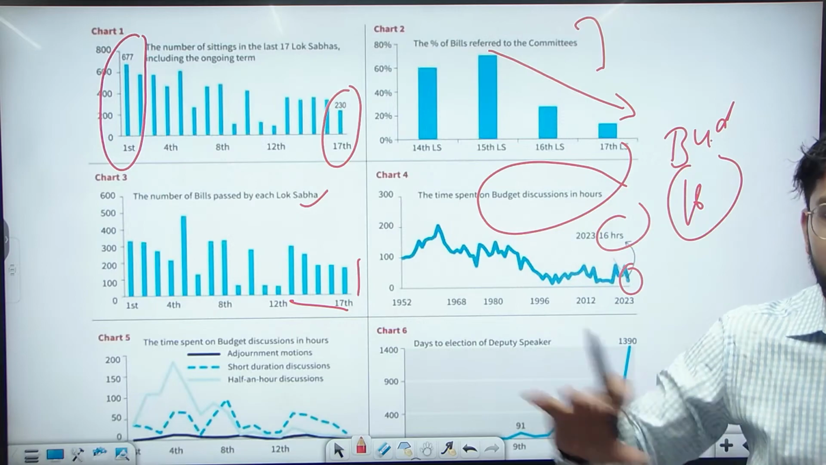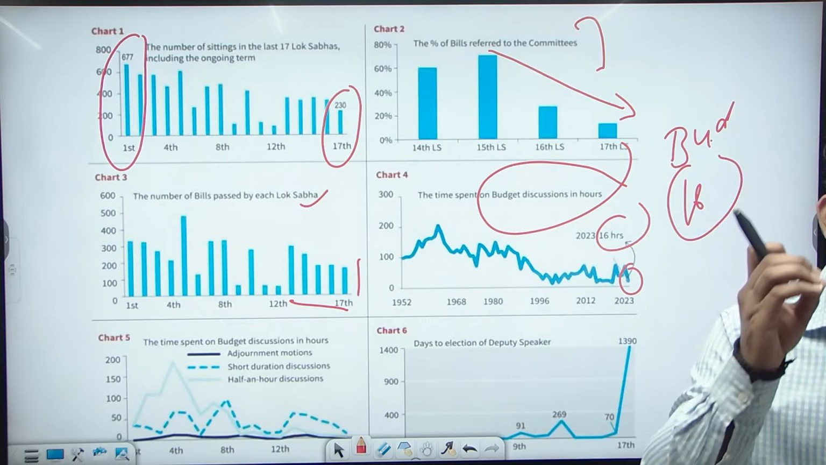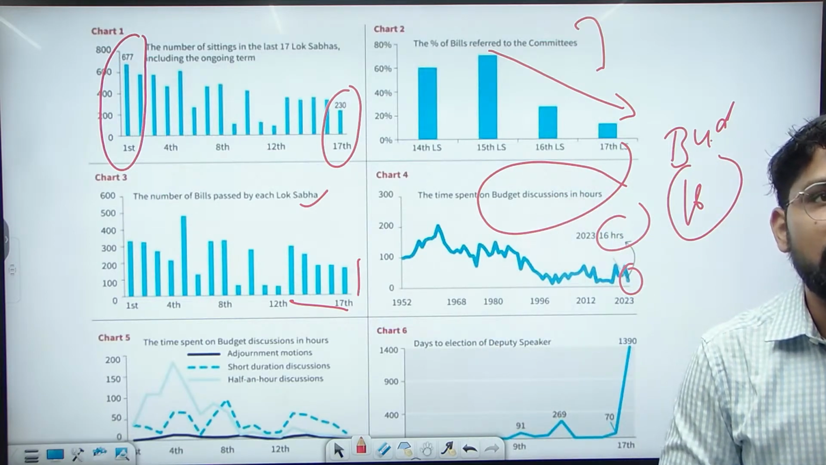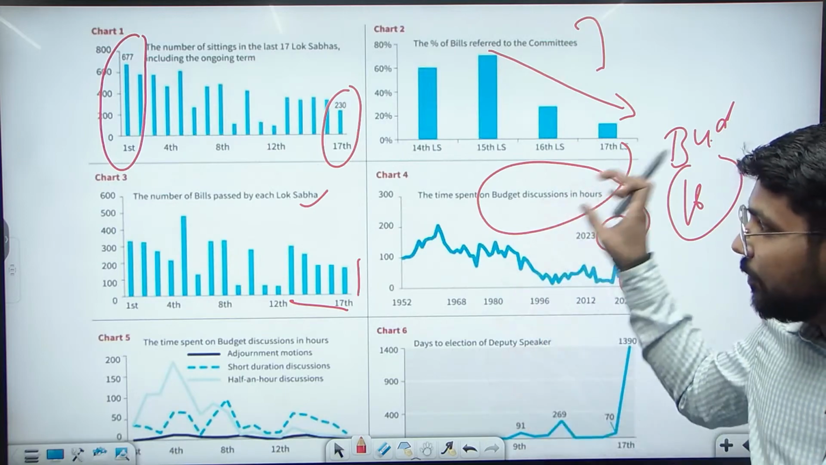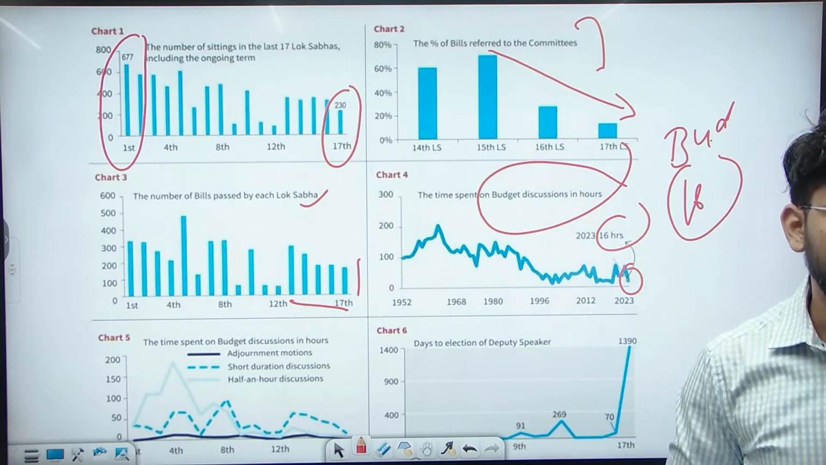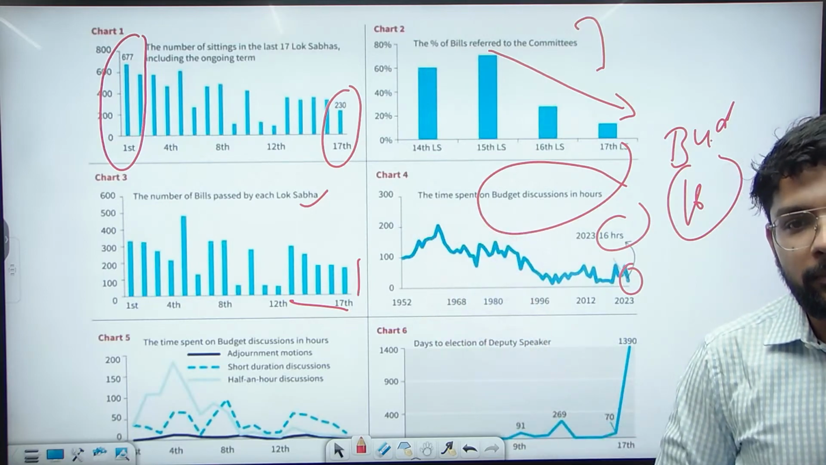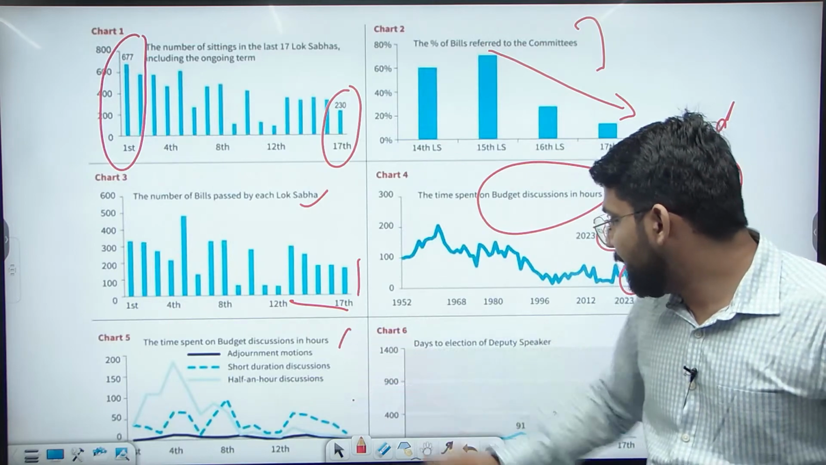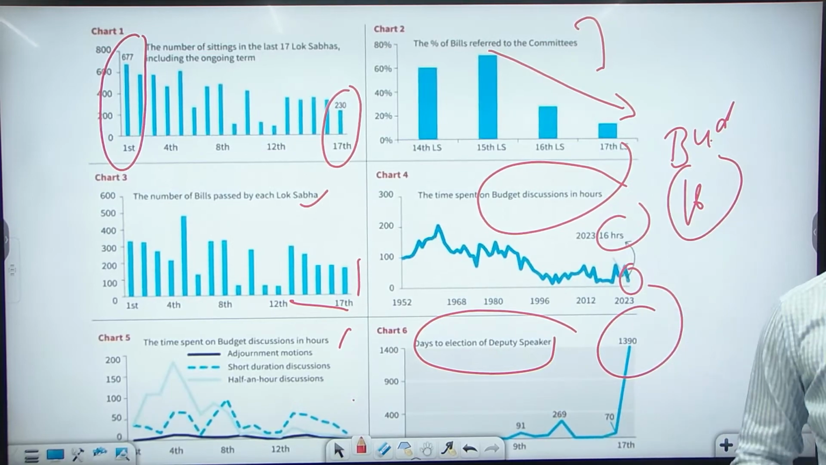If you are just giving the budget to the different departments without analyzing the amount of budget required for the particular section, and you are passing the budget without any discussion, it's a very important issue. So in the paper, these kinds of issues are required. Don't write general information. With the data, you need to write the information. Then if we see, the time spent on the budget discussion is very little, and the election of the deputy speaker, 1400 days till today.